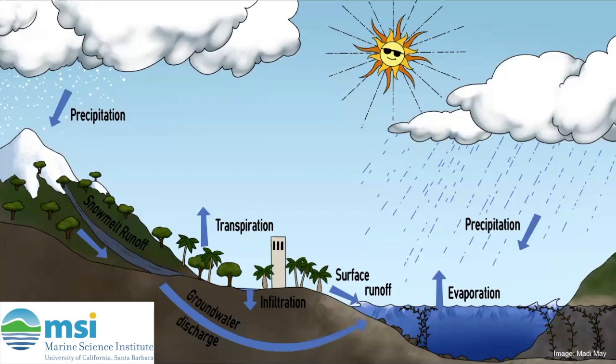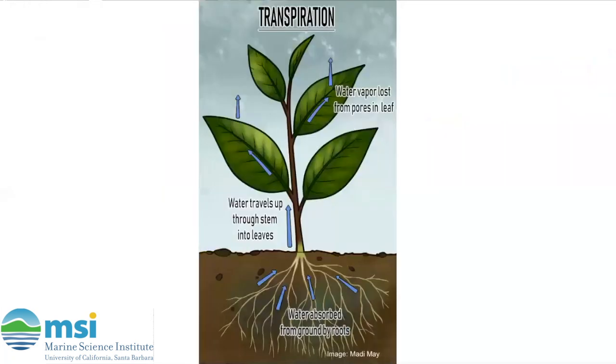Infiltration occurs when the water falls to the earth and seeps into the ground. When this happens, it can seep into our groundwater storage, something we'll look a little bit closer at later. Now we're missing one more process, transpiration. Let's look at this one a little bit closer. Here's a model or diagram of transpiration.